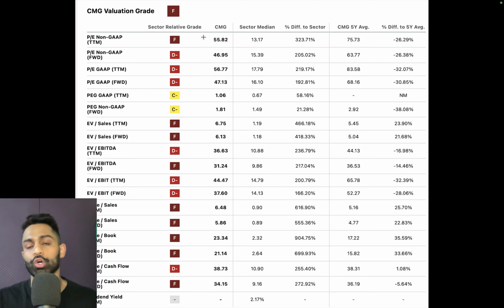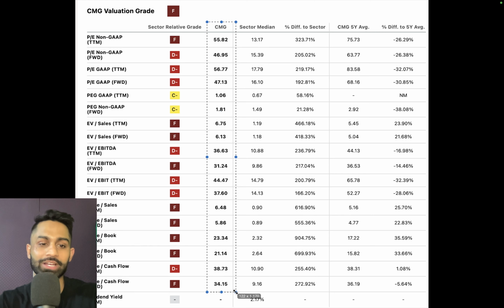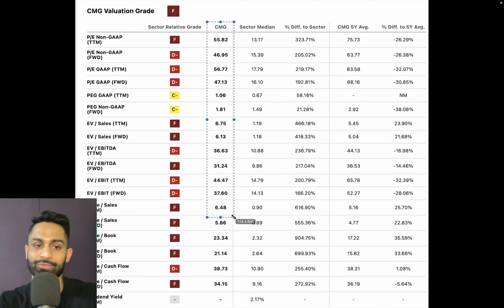Now, valuation's always been a concern with Chipotle, and that's been my only complaint with this company. And I guess the balance sheet as well. But you've got price to earnings sitting at over 46.55. You've got price to sales trading at a little bit over 5.5 to 6.5.